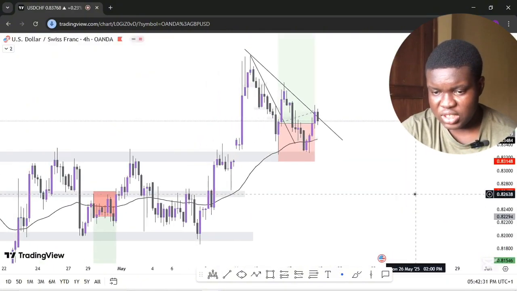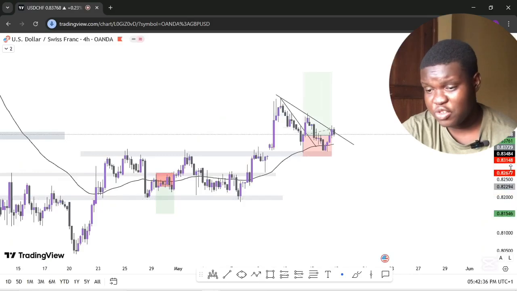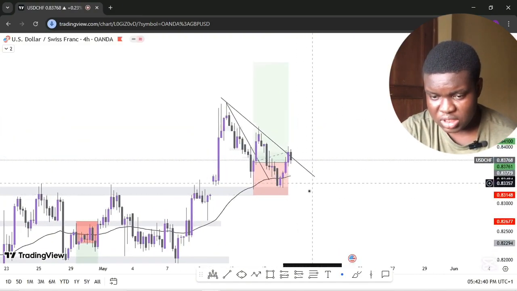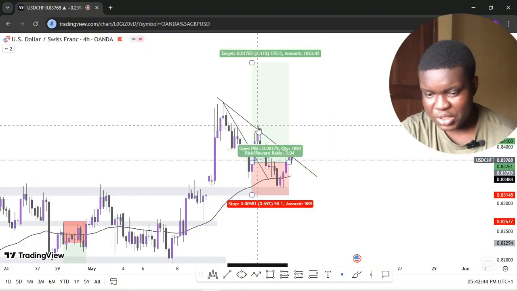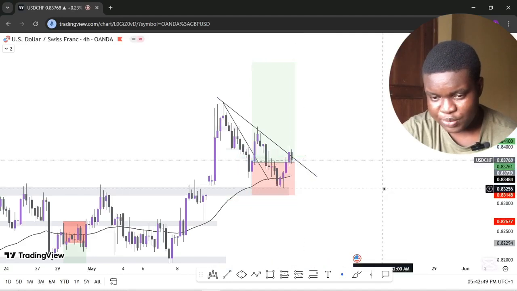Okay, USD CHF. USD CHF is not a trade idea. It's actually a trade from last week. I entered these buys on USD CHF last week. Entered here. Price gave us like 50 pips. Came back to entry, almost stopped us out. So we're just in this position right now.